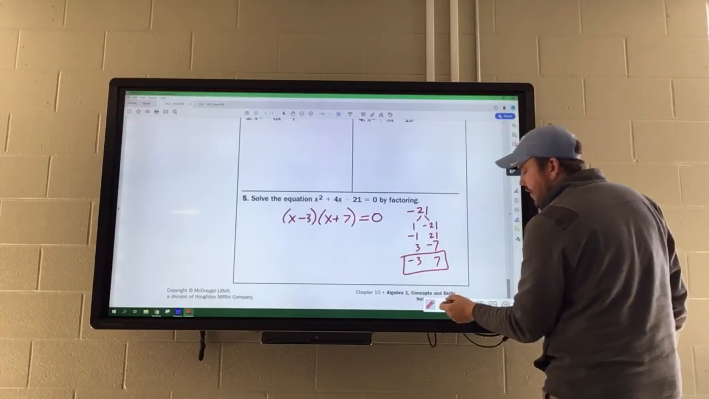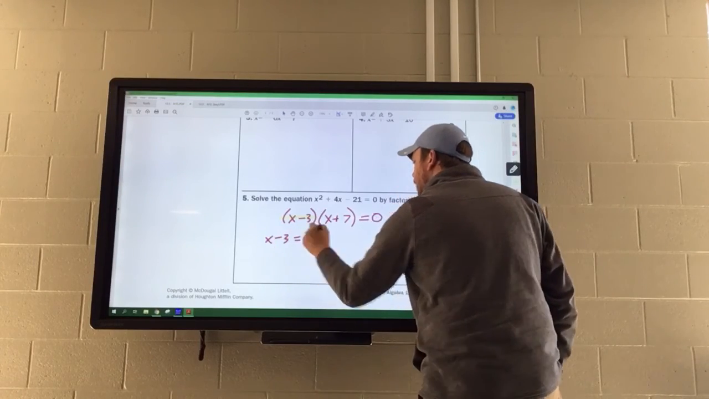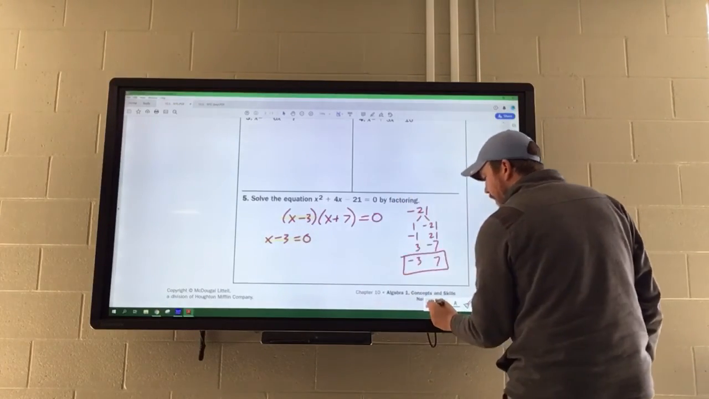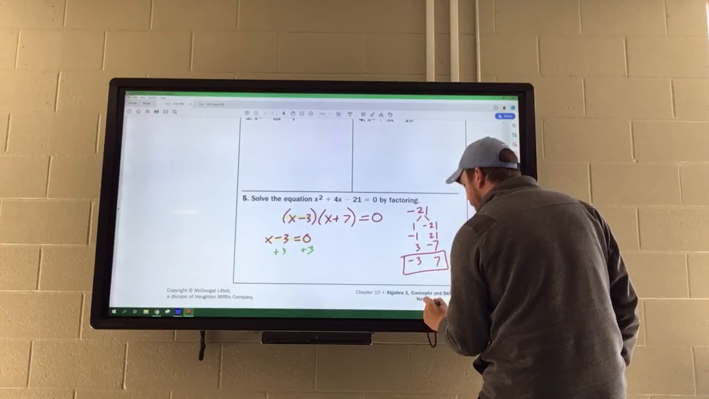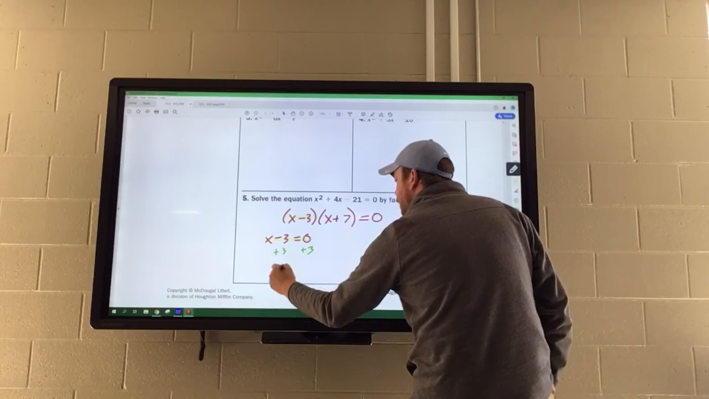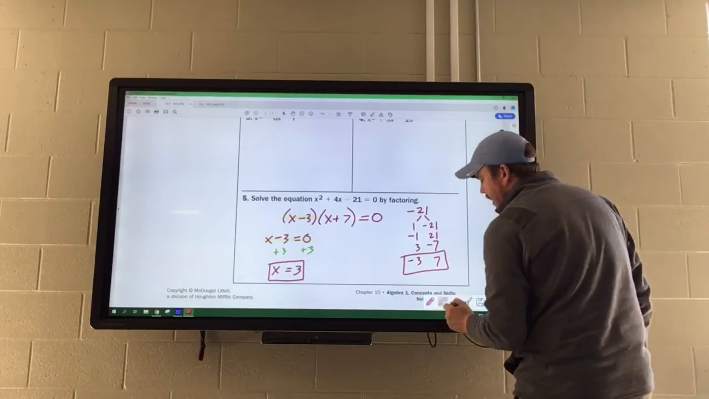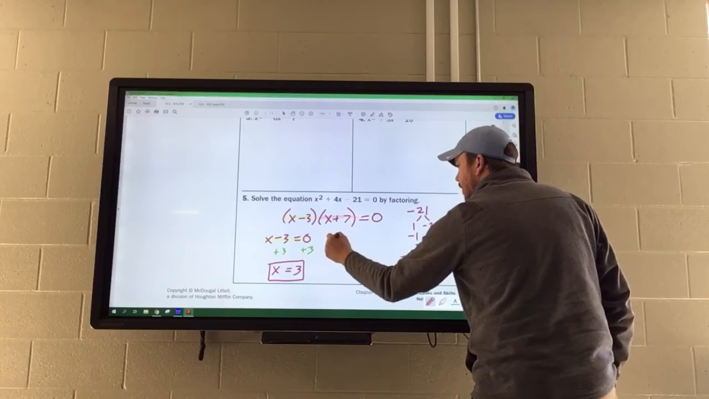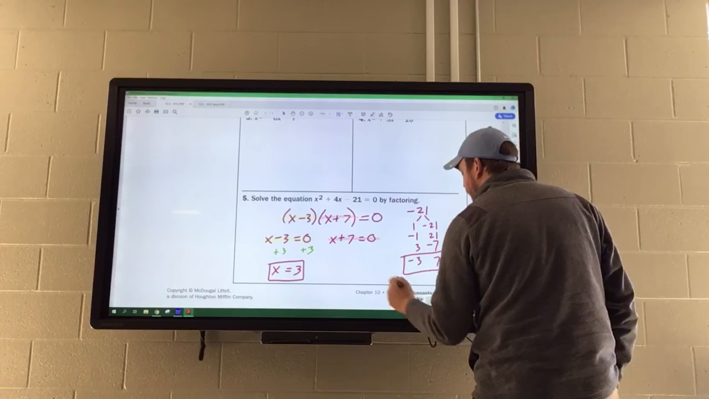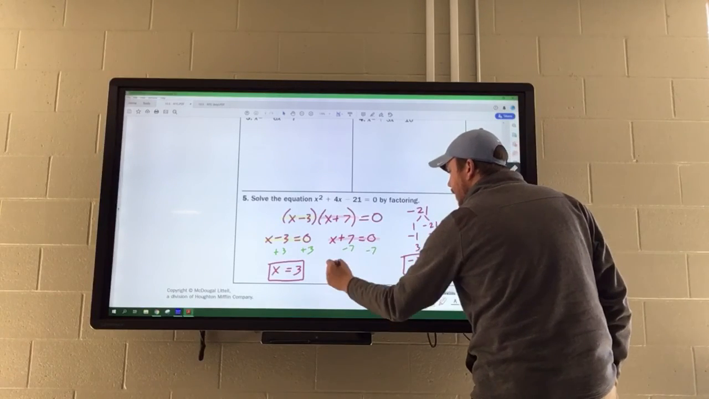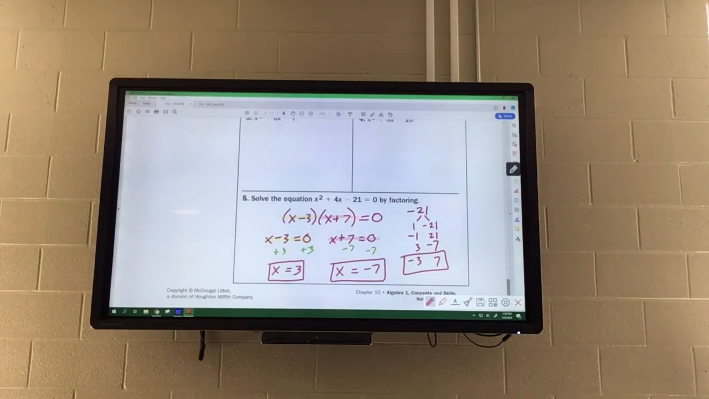Now all we need to do is set each factor equal to 0 and solve. So we'll start with x minus 3. Set that equal to 0. We solve that by adding 3 to both sides, leaving me with x equals 3. That's one of my answers. And then we set our other factor equal to 0, x plus 7. We solve this one by subtracting 7 from both sides, leaving us with x equals negative 7. And that's how we solve.